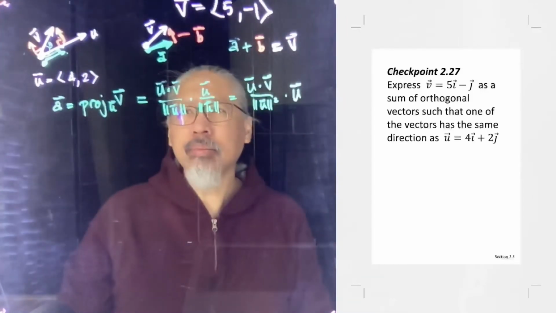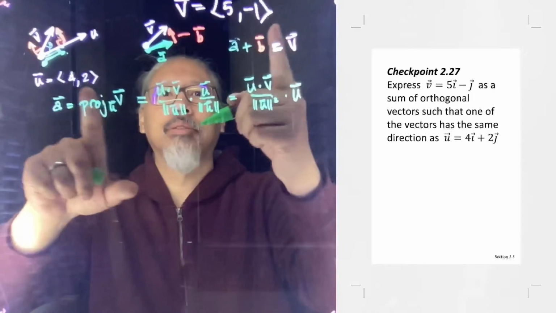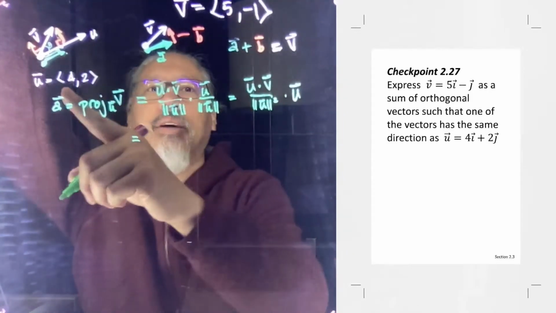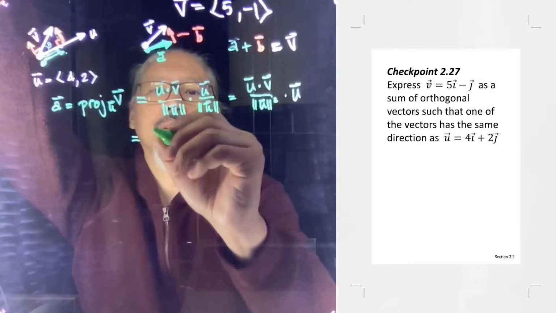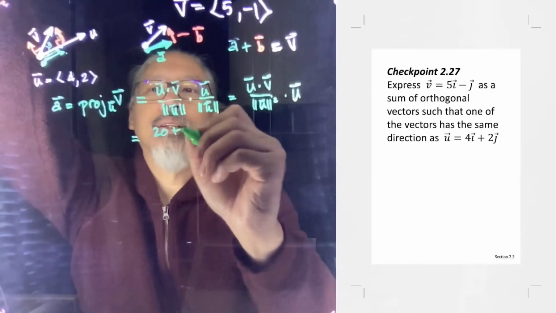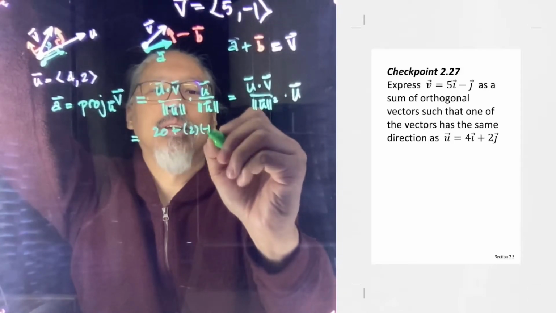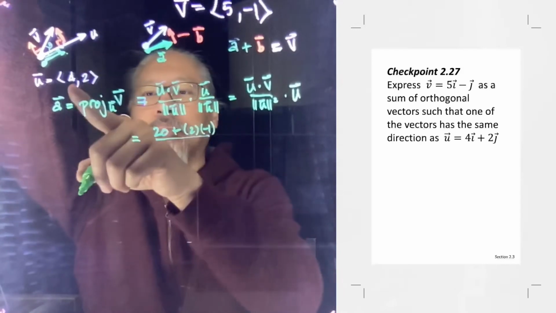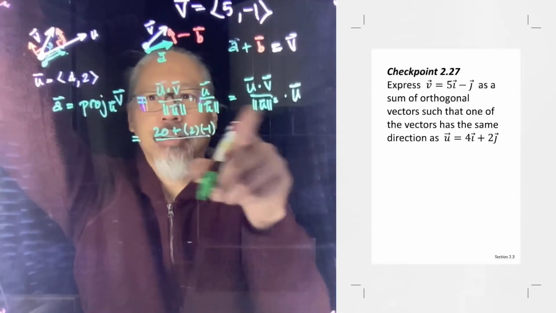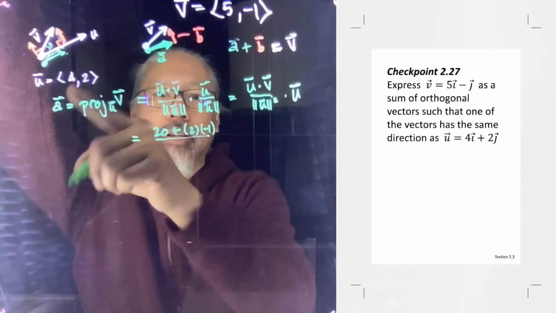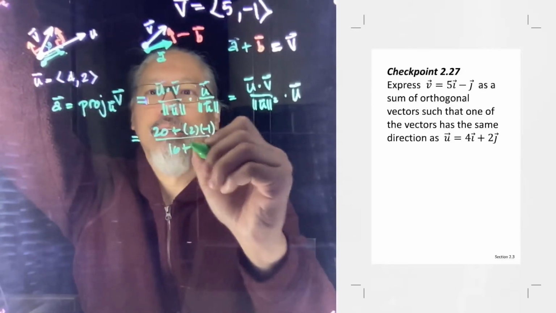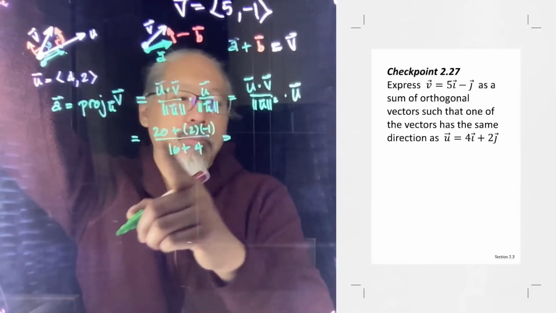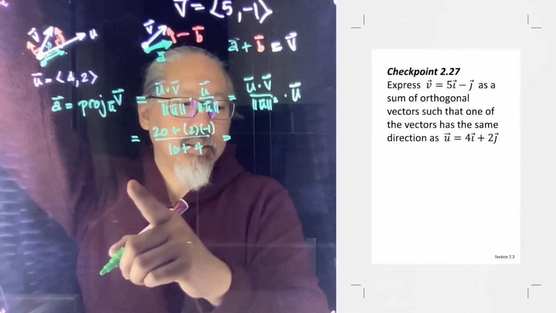Okay, we have the vectors v and u, so let's go ahead and do the computation. u dot v is going to be 5 times 4 plus 2 times negative 1, divided by the magnitude of u squared, so it's really just u dotted with itself. That's going to be 16 plus 4, and this is going to be 18.